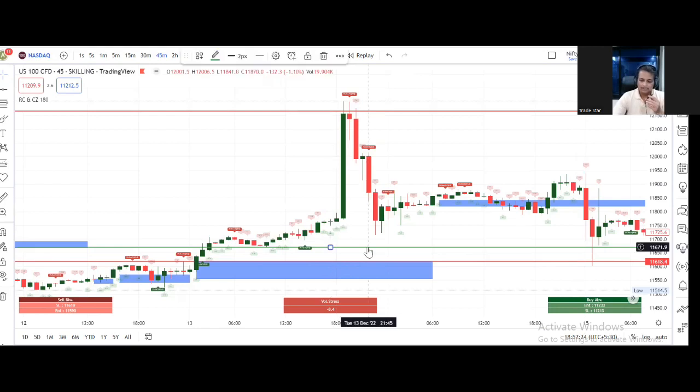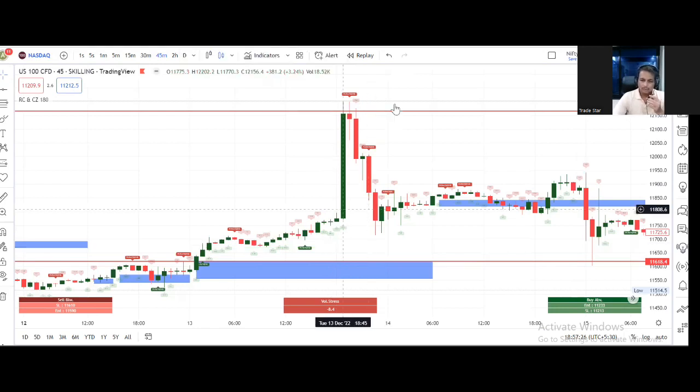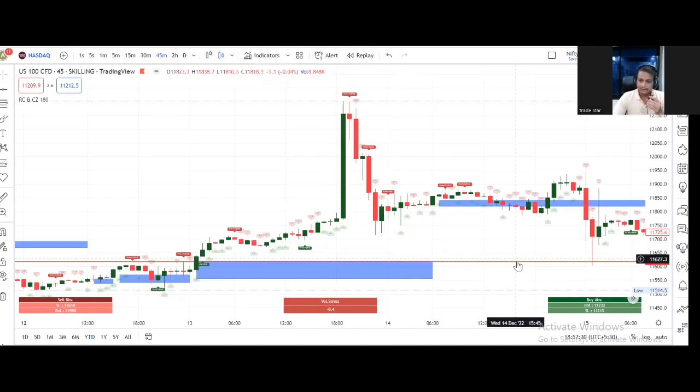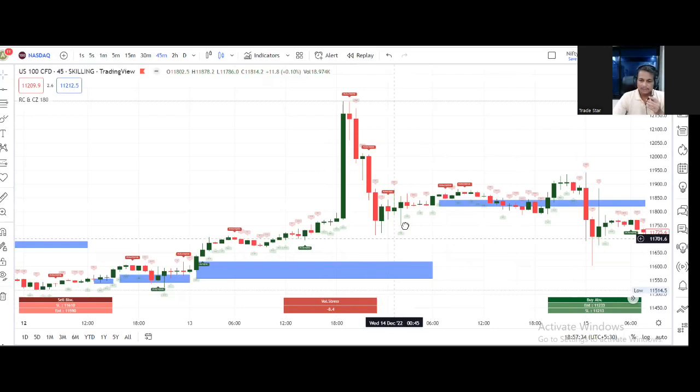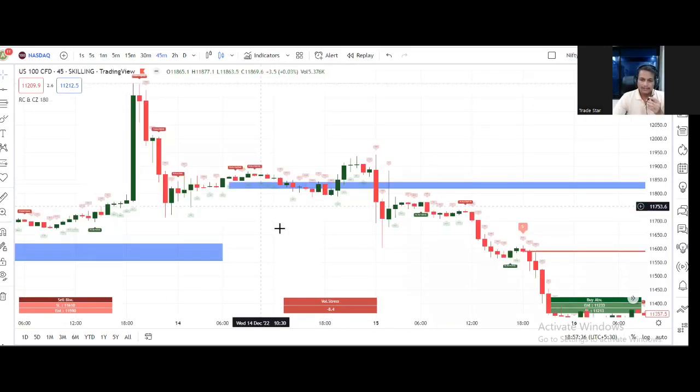Similarly, when we go further, we'll have a replay of this. So how this consolidation forms and how this setup works, we'll have that, and we'll make it possible with a replay.